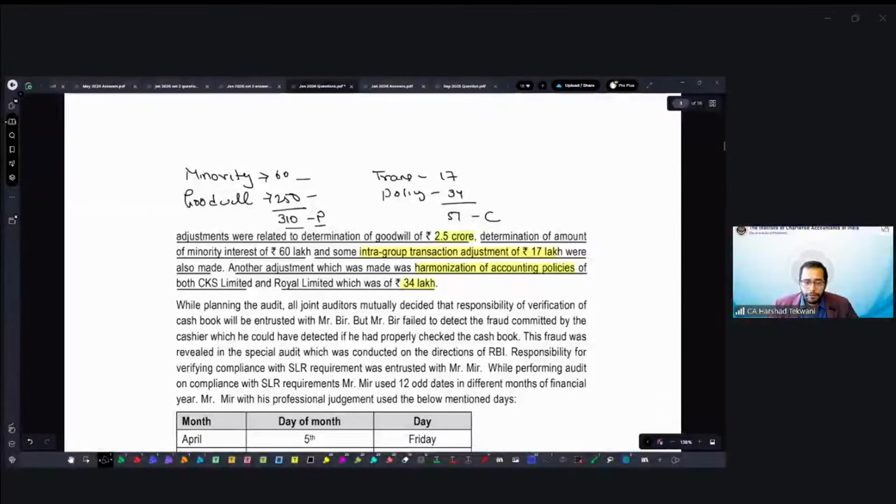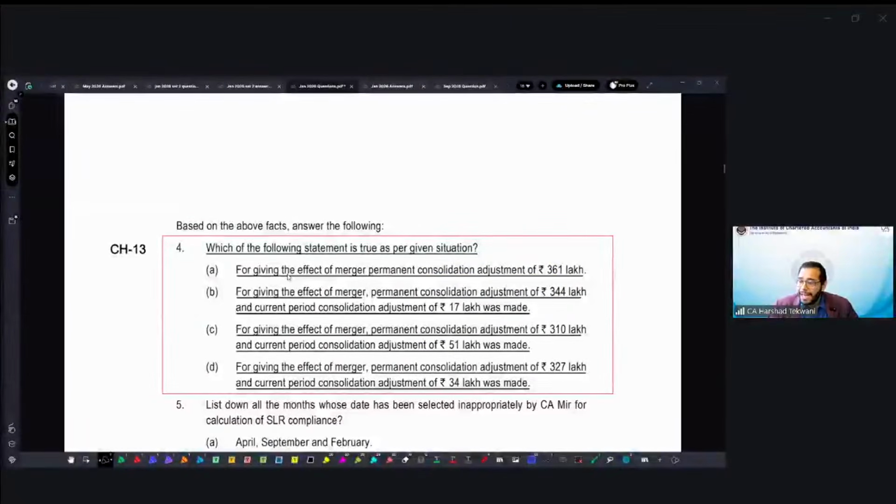If we go back, option number 1, entirely permanent, not correct. Option number 2, permanent 344. No, we have 310 permanent. This is incorrect. Option number 3, permanent 310, current 51. Matches. C is the correct answer. D, permanent 327, incorrect, and current 34, that is also incorrect. So D is also incorrect. So the correct answer is 310 and 51 with the C option. Clear?